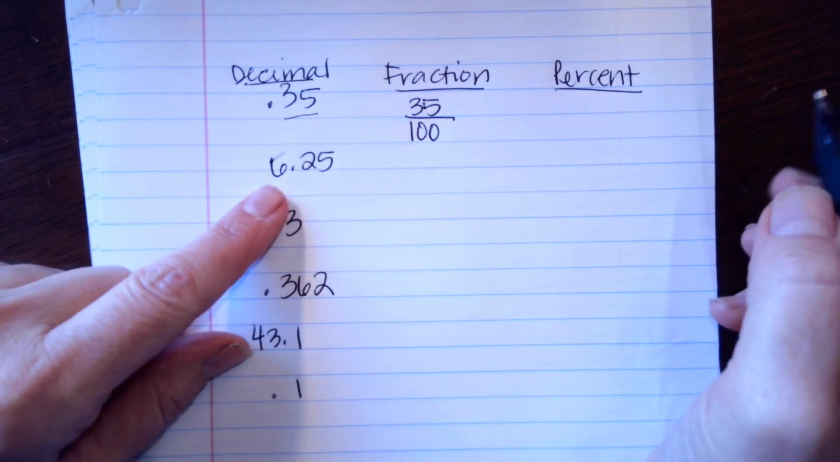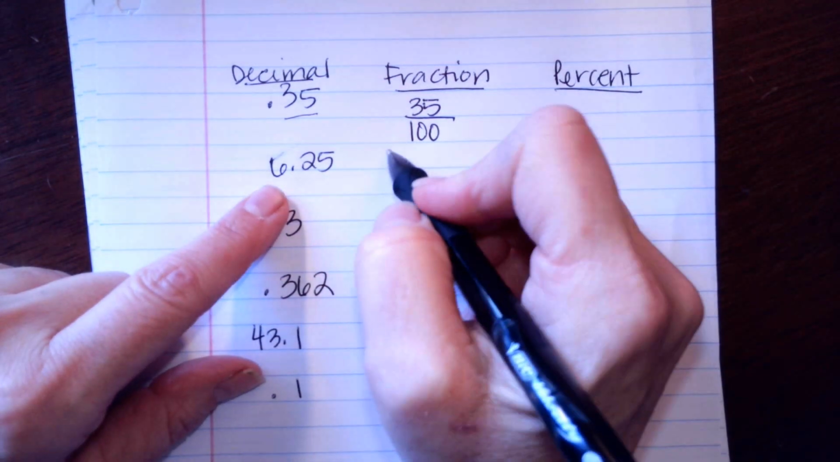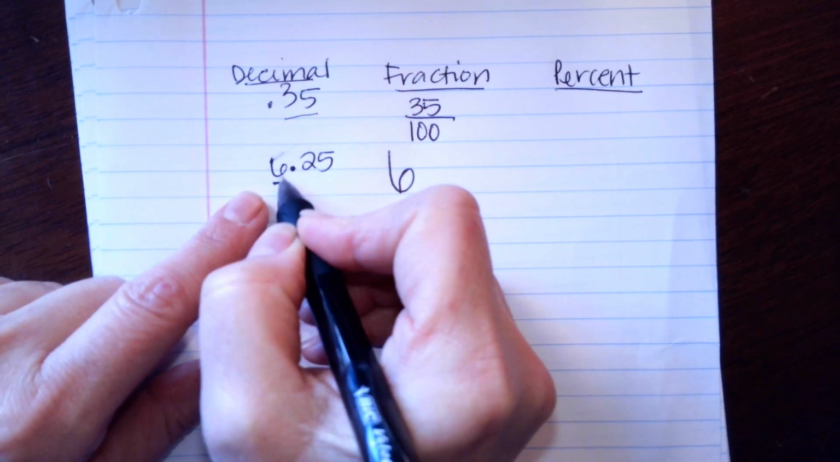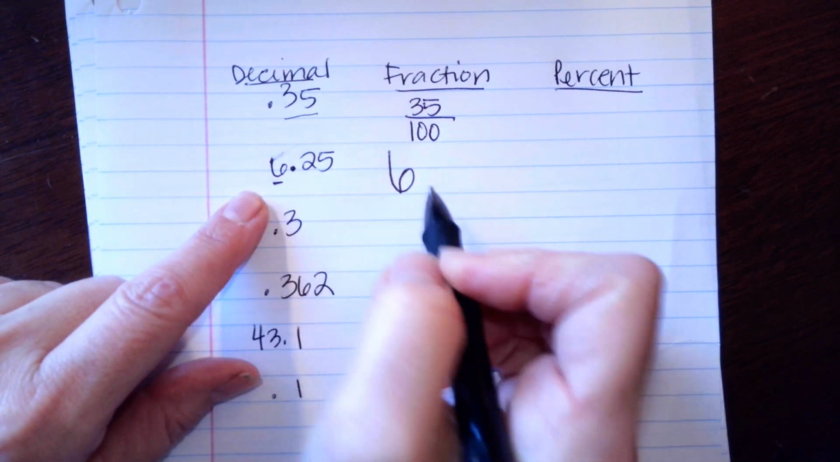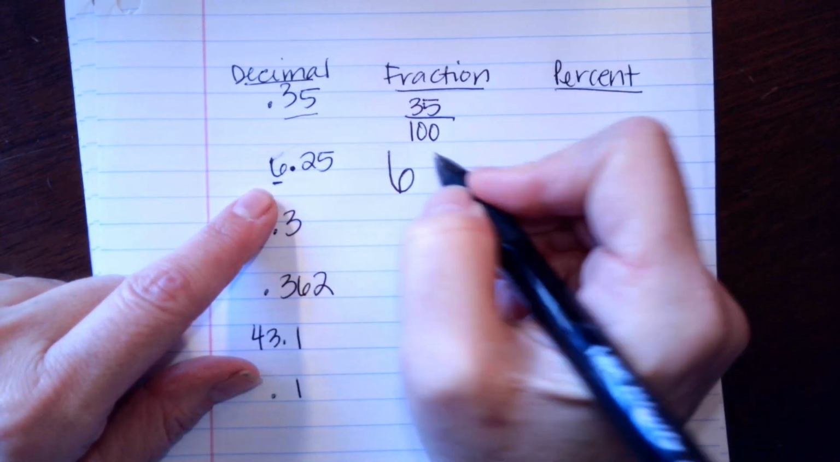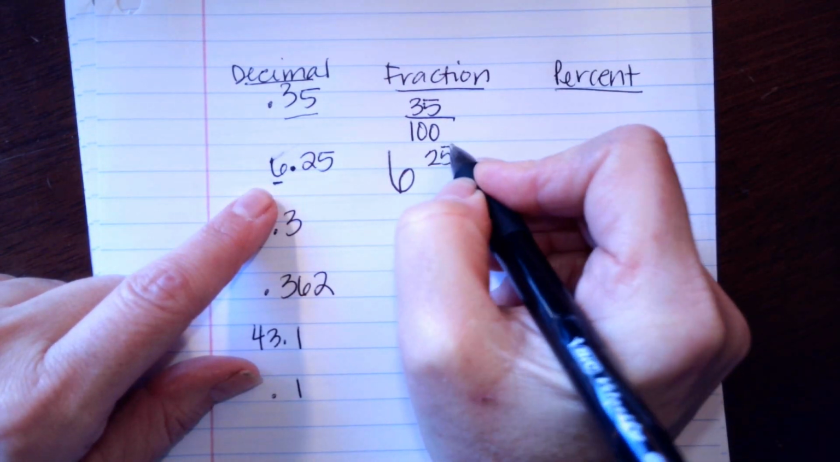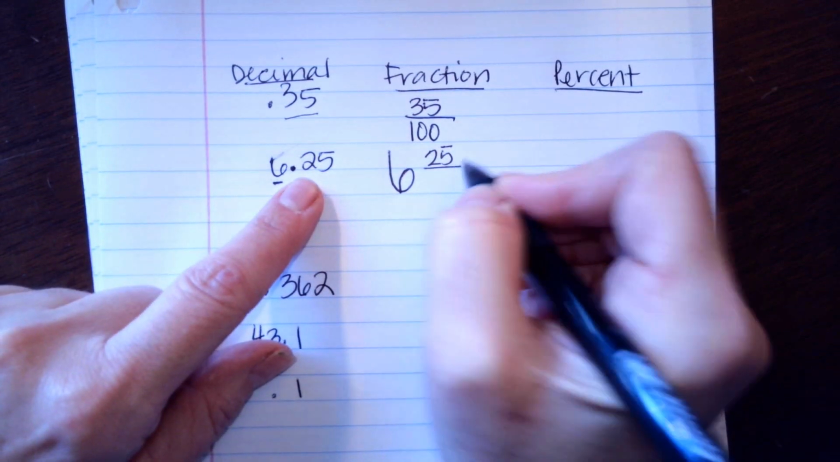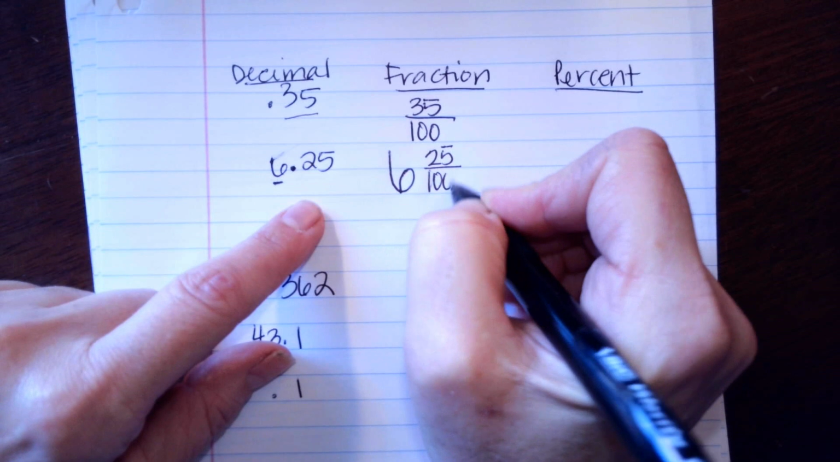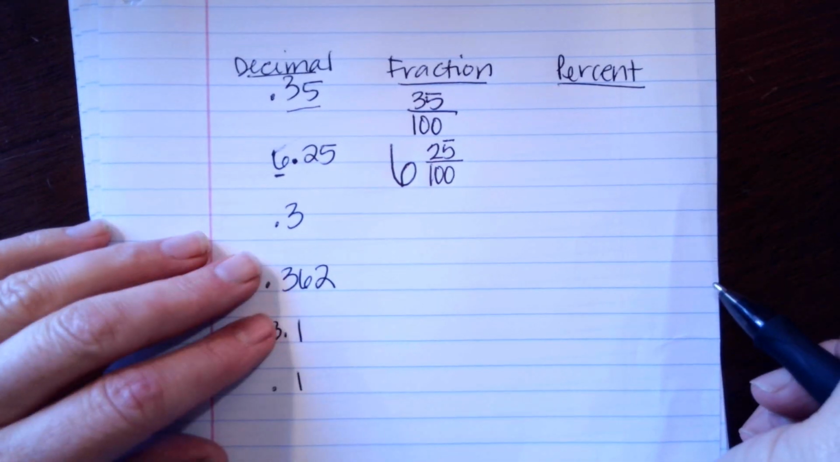For this one, the fraction is going to be a mixed number because this is a whole number right here. Anything before the decimal, to the left of it, is a whole number. So this is the whole number, and then the fraction, you would do the same thing. This becomes your numerator, and then it ends in the tenths, hundredths. So it ends in the hundredths.